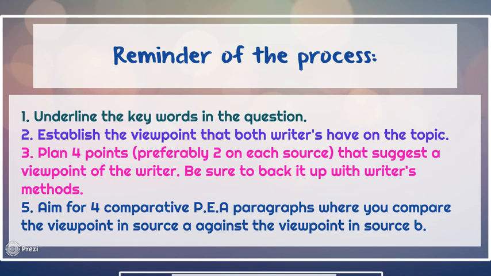Then you need to take some time out of that 20 minutes, anything up to 5 minutes' worth of time, to do some planning, where you're going to aim to plan 4 points, preferably 2 on each source, that suggest a viewpoint of the writer. So you've got to be sure to back that up with writer's methods and also quotes to make sure that you've got a completely sufficient answer. And then finally, you're going to aim to write 4 comparative PEA paragraphs where you compare the viewpoint of source A against the viewpoint of source B.